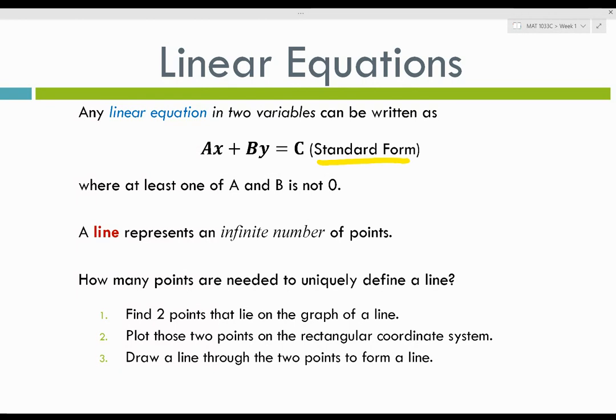So if you were ever asked to graph a line, the first thing you're going to do is find 2 points that lie on the graph of the line. Then 2, you're going to plot these 2 points on the rectangular coordinate system. And then 3, you're going to draw a line through the 2 points to form your final line. Okay? So we're going to walk ourselves through these steps. We're going to do a couple of example problems, so don't worry.